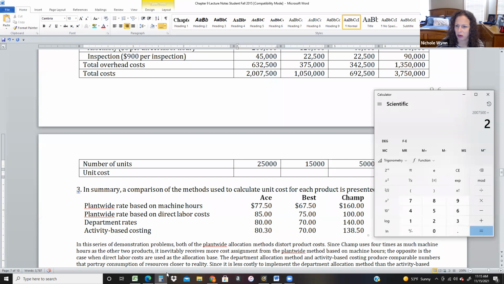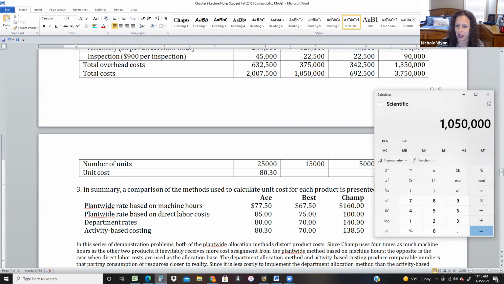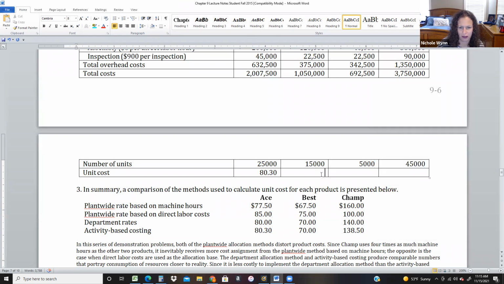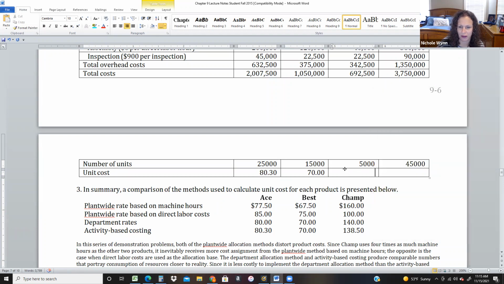$2,750,500 divided by 25,000. So now we have 80.3. See it right there, but I'm still going to do my math. Okay, 1,050,000 divided by 15,000, $70. And 692,500 divided by 5,000 is 138.50. Okay.